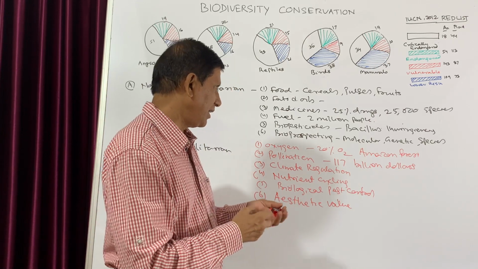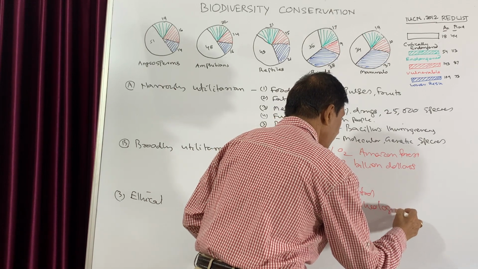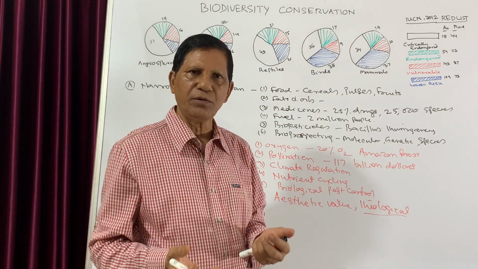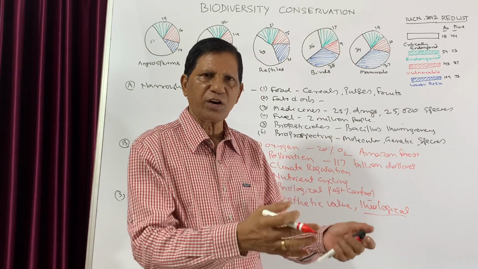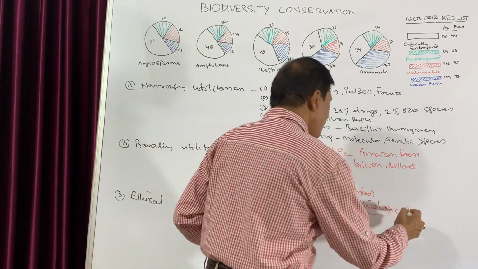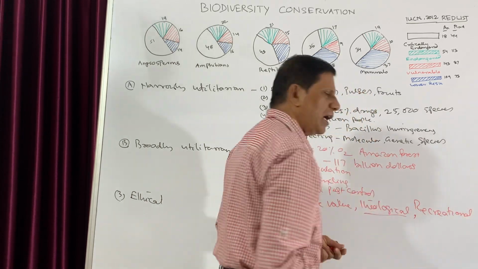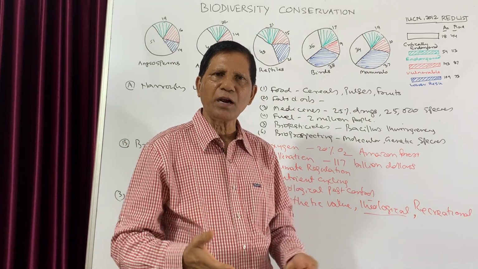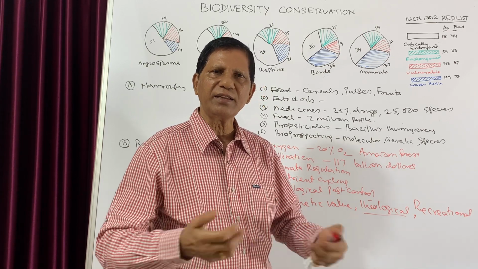And side by side, there is also a theological value. Theological means a religious value. That means some believe that this plant we should conserve because it is for a religious purpose. So different plants are for different religions. And the other is recreational. That means usually you go for picnics and similar entertainments only to places where there is biological diversity, forests, lakes, like that.